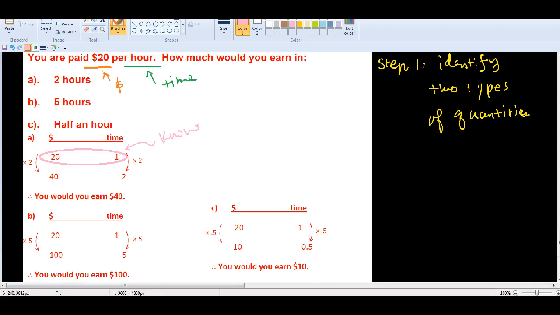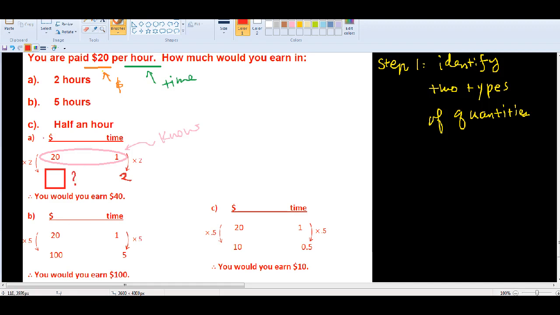Then you are going to find another pair. They give you 2 hours. So here is the 2 hours, it's given as 2 hours. And then you are going to find the pay. Let me delete this. So here will be the values you are going to find.